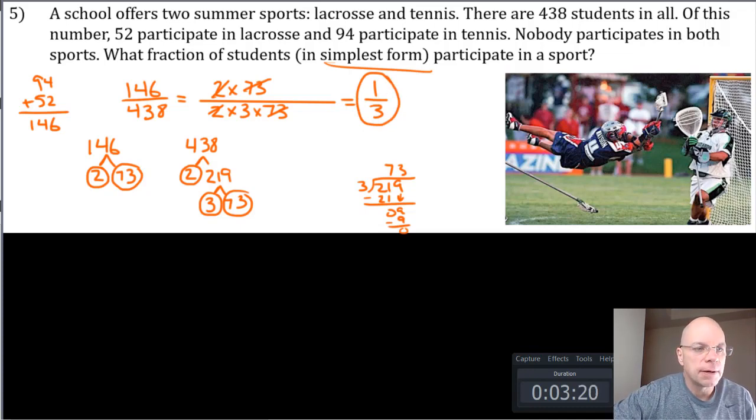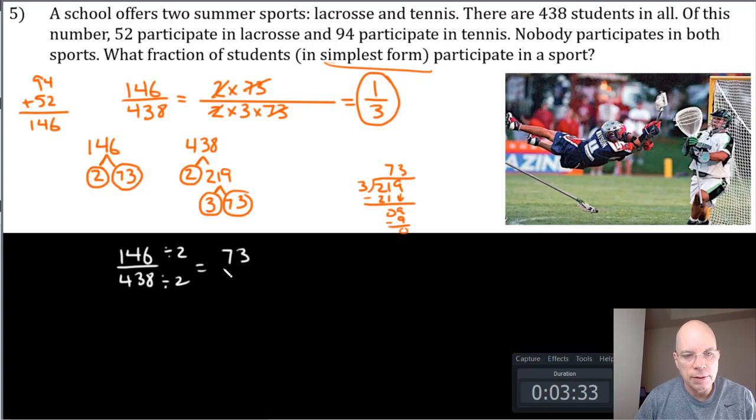You may have, when you're simplifying fractions in the past, done it this way, where you divide by 2, divide by 2, and you get 73 over 219. But then it would be hard to know that 73 is a factor of both. That's why this method is helpful.